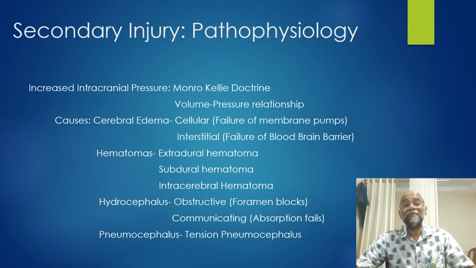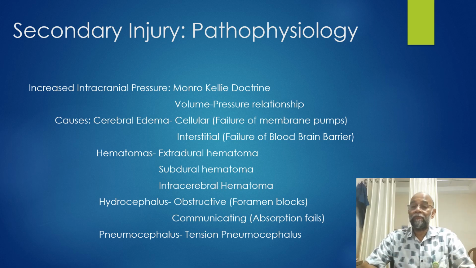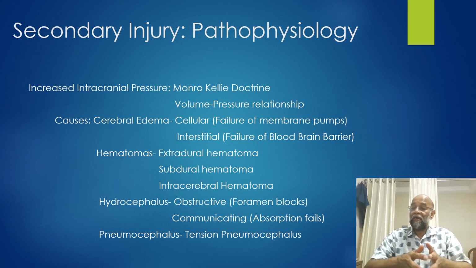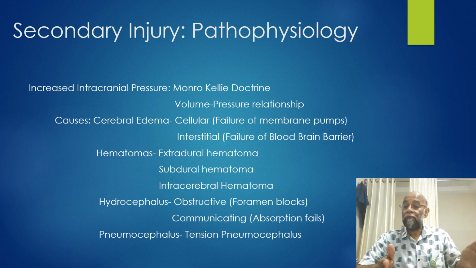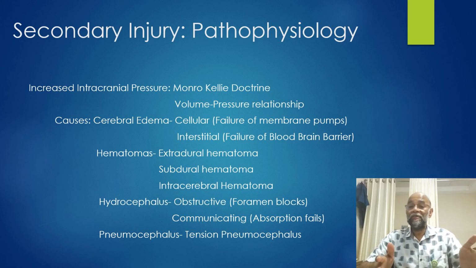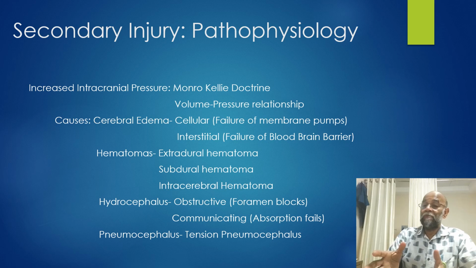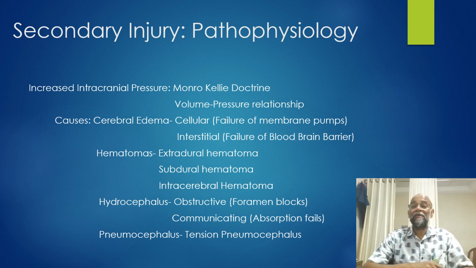What are the causes of increased intracranial pressure? There is cerebral edema, swelling because of an injury, a tumor. This edema can be cellular. The neurons and the glial cells swell. Why does the cellular swelling occur? This is because of a failure of the membrane pumps. The sodium channels, the aquaporin channels, they don't work because of a metabolic failure.